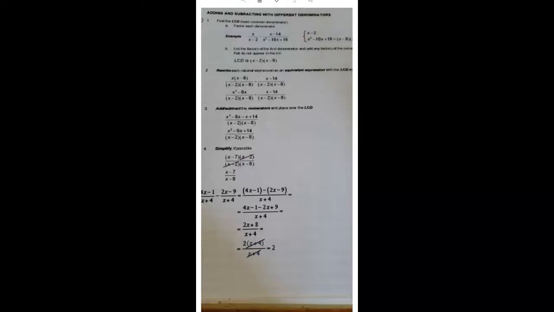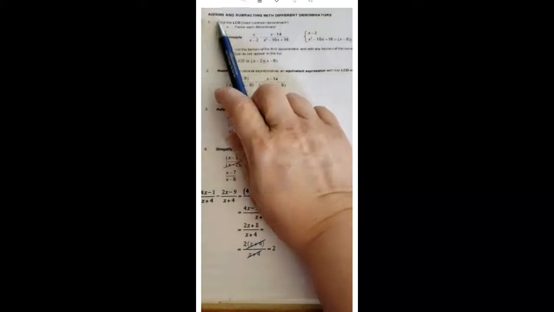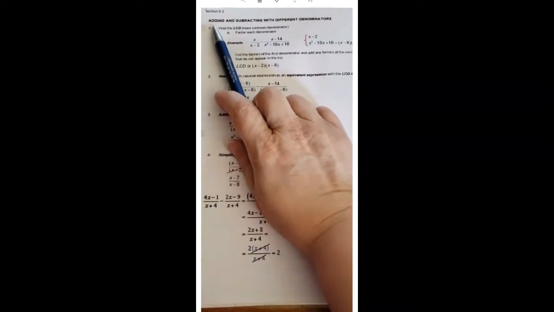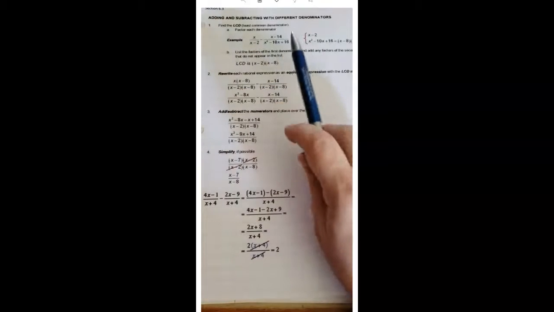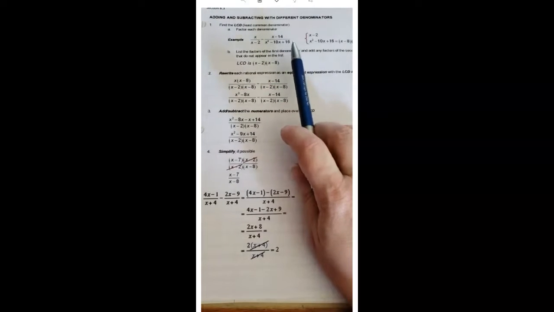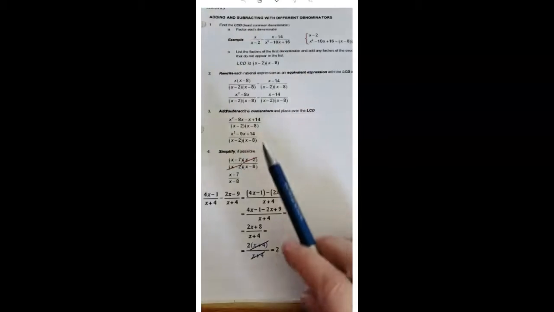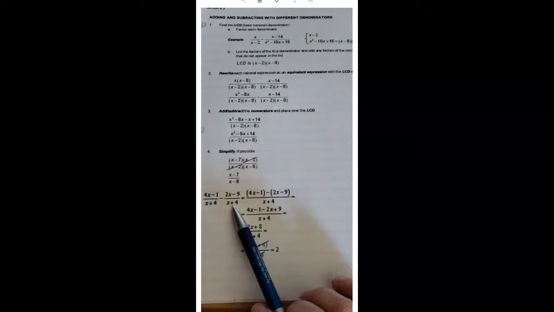Well, we're back at it again. So today we're going to do section 6.3, which is adding and subtracting fractions, and we're going to work with them whether they have the same denominator or whether they have different ones.